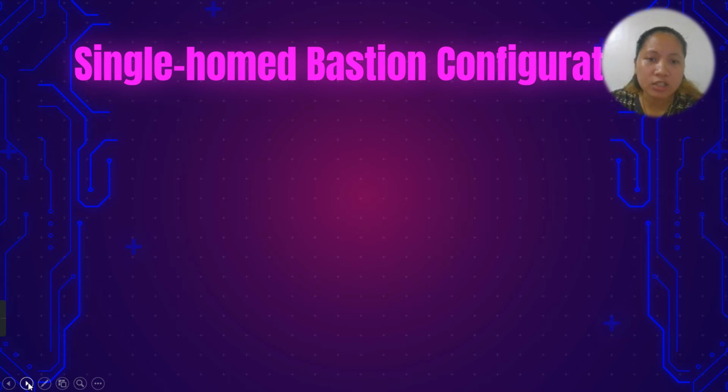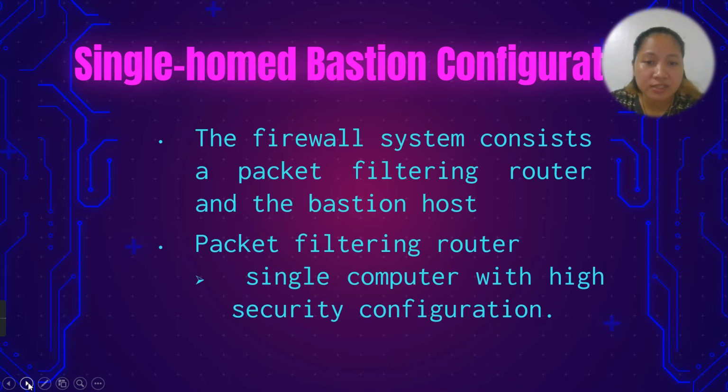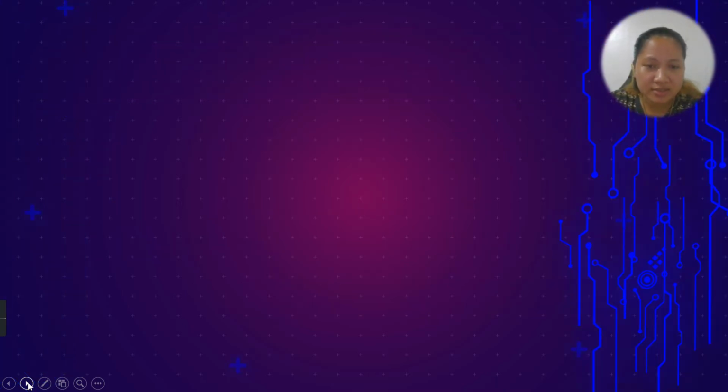Next is single homed bastion configuration. The firewall system consists of a packet filter router and the bastion host. A filter router is a single computer with high security configuration. For instance, it operates at the network and transport layers, in addition to performing the basic function of routing. They use screening rules to filter packets.